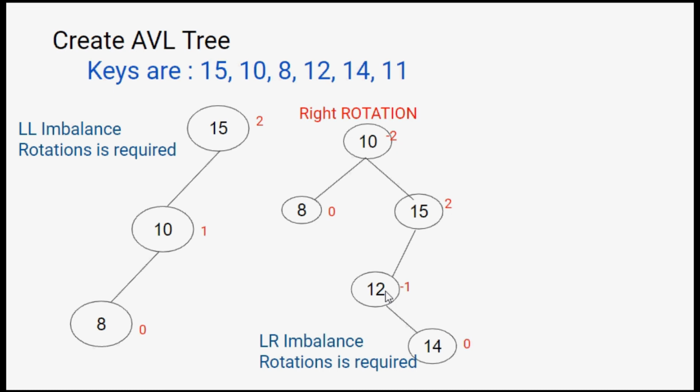For example, we are going to work on this subtree only right now. We need not work on all the nodes which have a balance factor beyond minus 1, 0 or 1. If we work on one single node, one single subtree, it automatically fixes the other balance factors also. I'll tell you how this is happening.